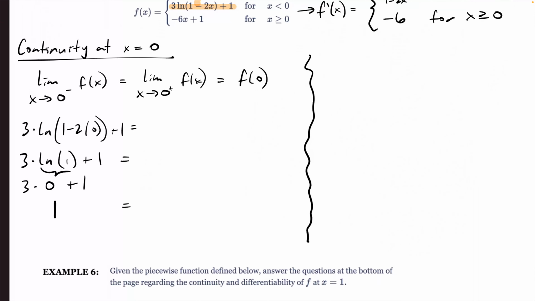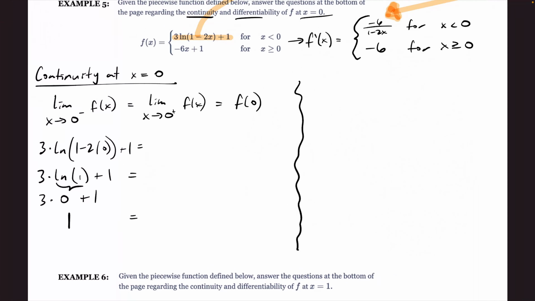Okay, so now let's plug it into the bottom. So we get -6 times 0 plus 1, which is just 1. This will also be 1 because I would plug it in again to the bottom.